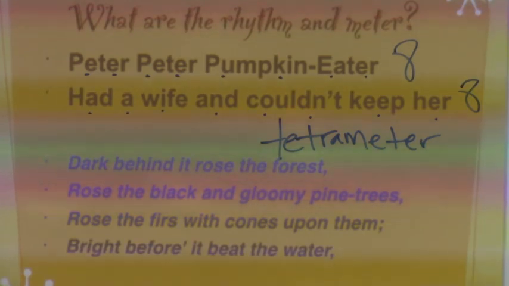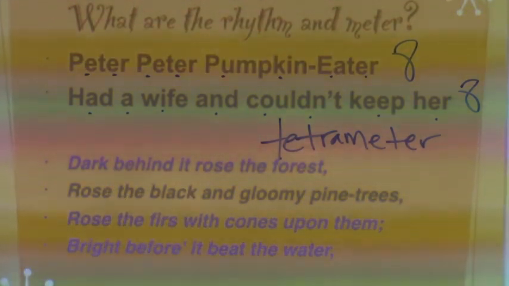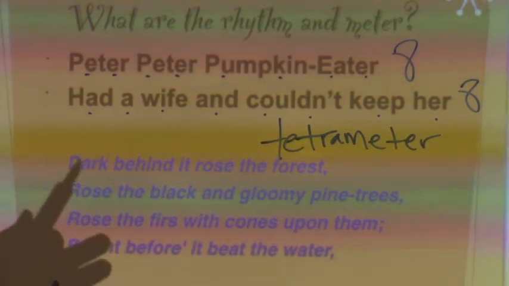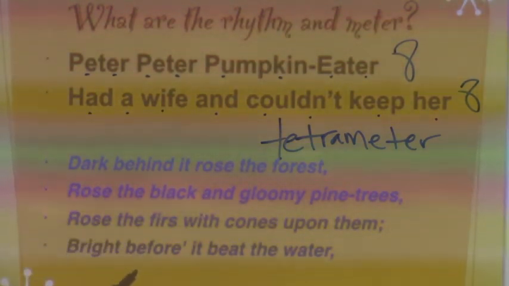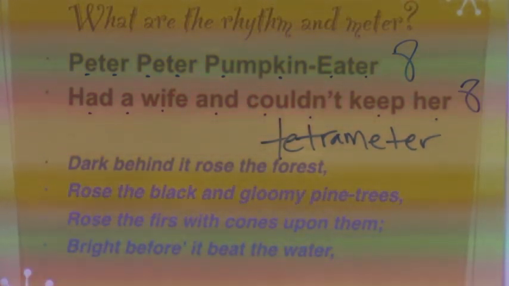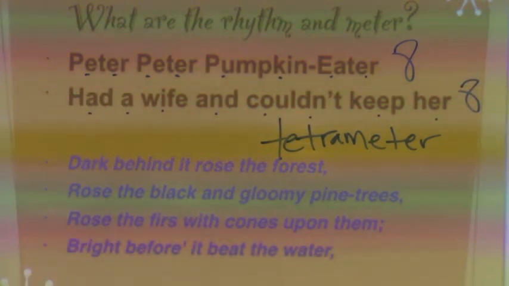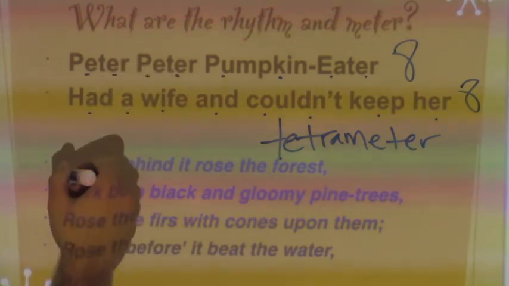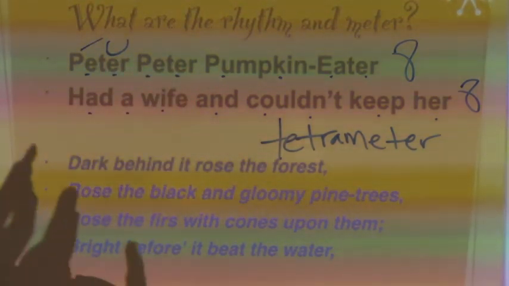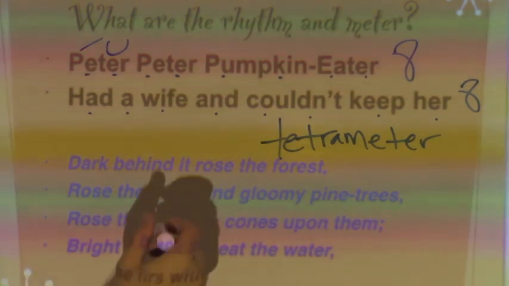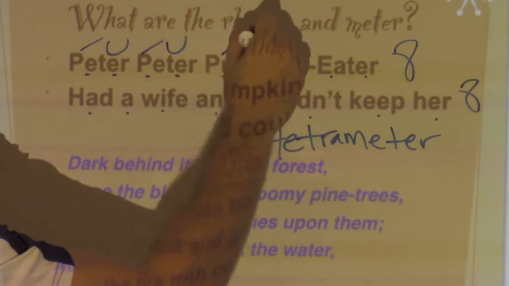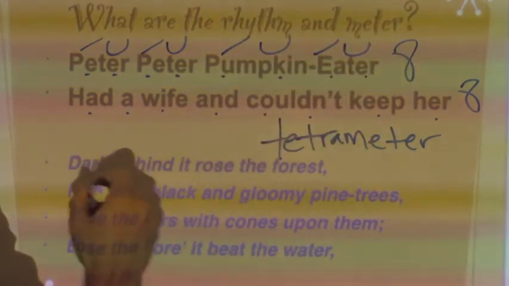Next I'm going to go in and mark the stresses. Now remember our hint is 2-syllable names in English often follow the pattern stressed, unstressed. Same with most 2-syllable words. Right off the bat we have a name, so let's see if it fits that pattern. Peter. Ooh, I like that. So then from here, since we know the pattern is every 2 beats, I should be able to just fill in the rest. Peter, pumpkin eater.